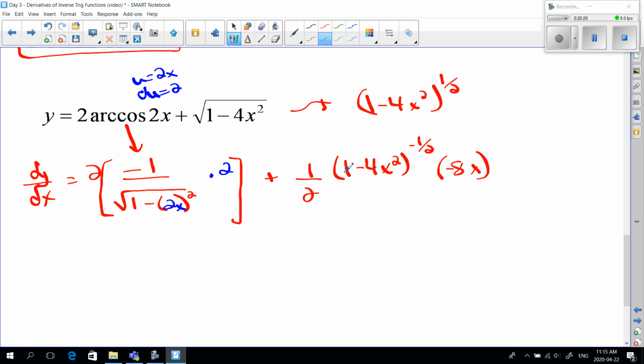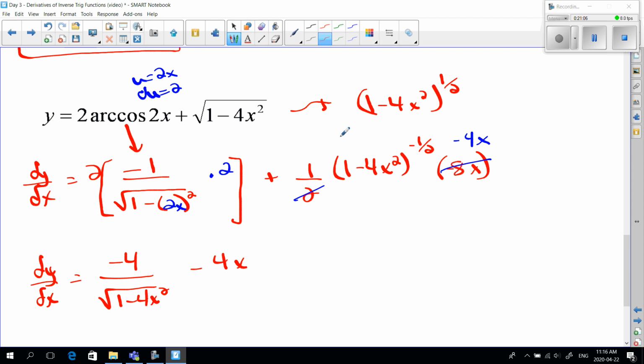Okay, the derivative of 1 would be 0. The derivative of negative 4x squared would be negative 8x. Now I'll clean this up. 2 times negative 1 times 2 gives me negative 4 over 1 minus 2x times 2x is 4x squared. Here, I'm going to get a negative 8x divided by 2 gives me a negative 4x. Times a positive 1 would give me a negative 4x.